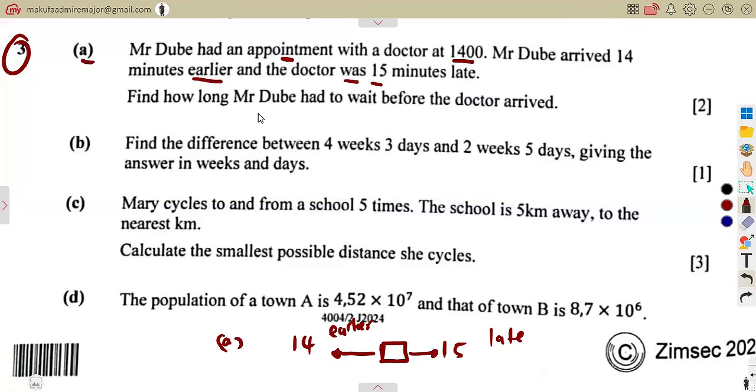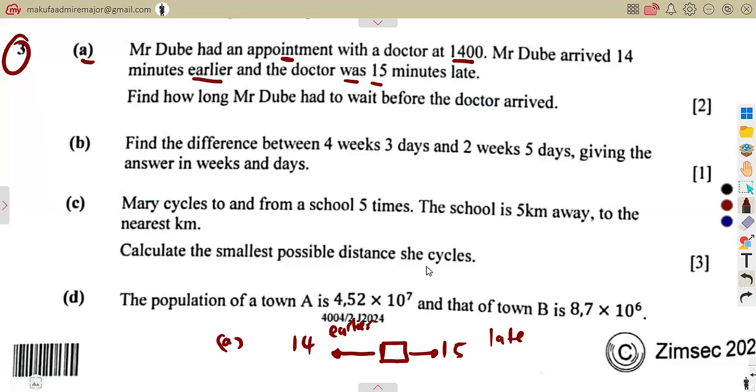So the question is, how long did Mr. Dube have to wait before the doctor arrived? Remember, he was supposed to wait for 14 minutes for it to open. The 14 minutes elapsed. Wait for 15 minutes. So he's waiting for this 14 and the 15. The 14 he's waiting is for this 2 p.m., which is the 1400 hours.